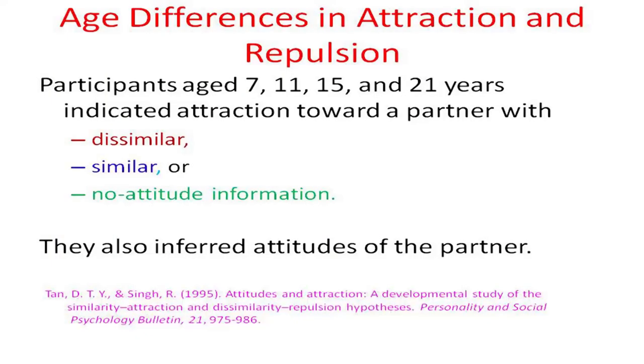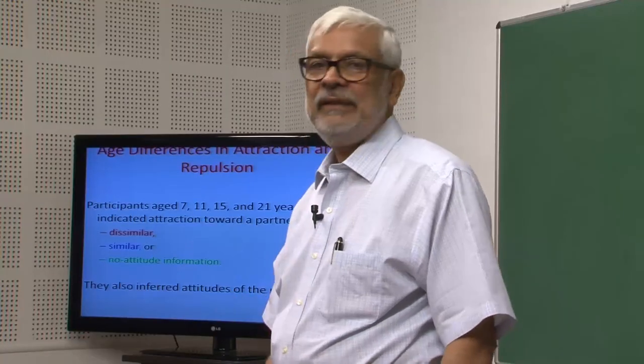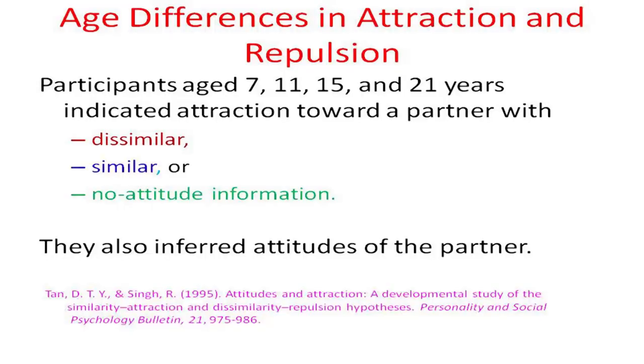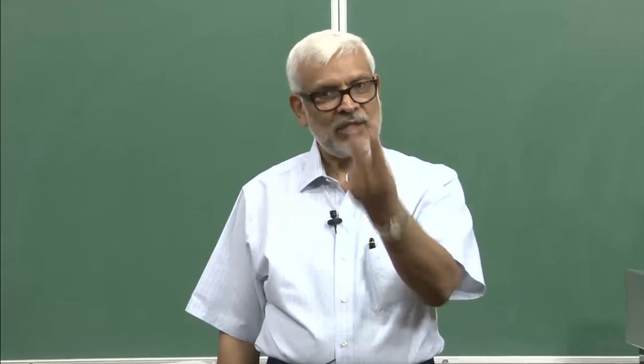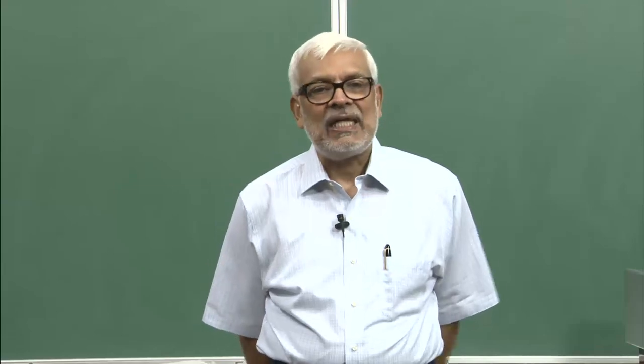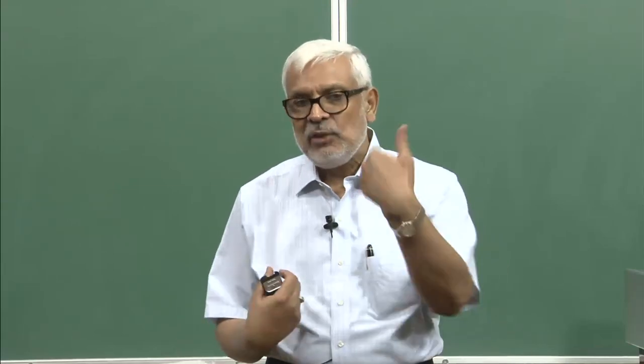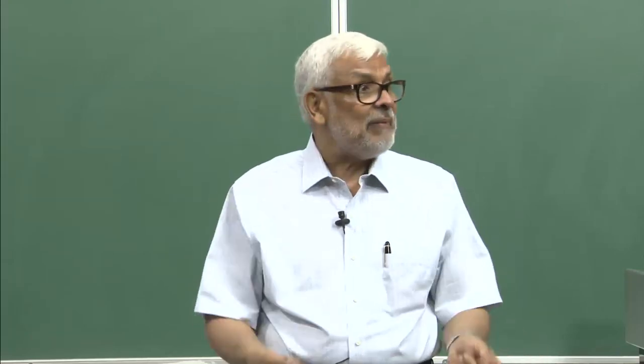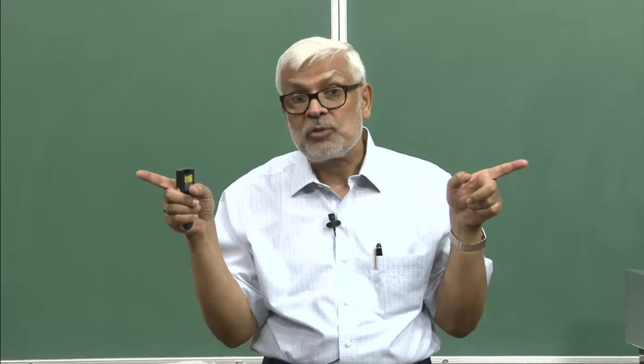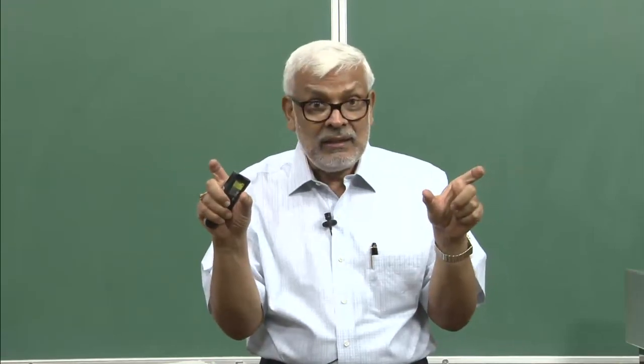To handle this, I asked another honors student to do a developmental study. She asked children of 7, 11, 15 and 21 years, in a three-group between-subjects design, to get similar attitude, dissimilar attitudes and no information about the partner. She is one of the NUS students, right? Two measures we took. One measure of assumed similarity: when I don't give you attitude information, I ask you, can you infer? When I give attitude similarity, I take you back and say, can you recall what were the responses? So that we made perceived similarity, assumed similarity.